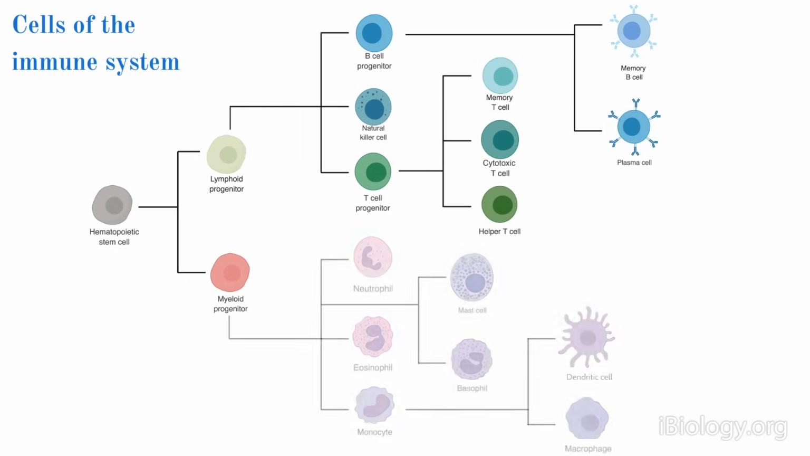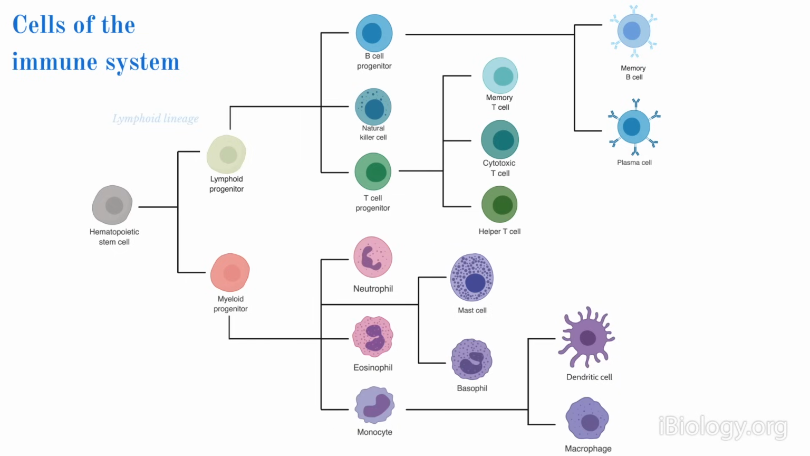All immune cells develop from a single pluripotent cell in the bone marrow, the hematopoietic stem cell. Hematopoietic stem cells give rise to lymphoid and myeloid progenitors, each of which differentiate into a range of immune cell types. We refer to the cells on the top as the lymphoid lineage, whereas the cells on the bottom are classified as the myeloid lineage. The myeloid progenitors also give rise to red blood cells and platelets, although we won't focus on those here.